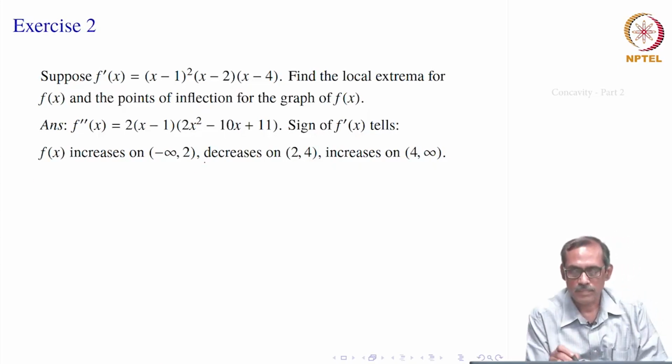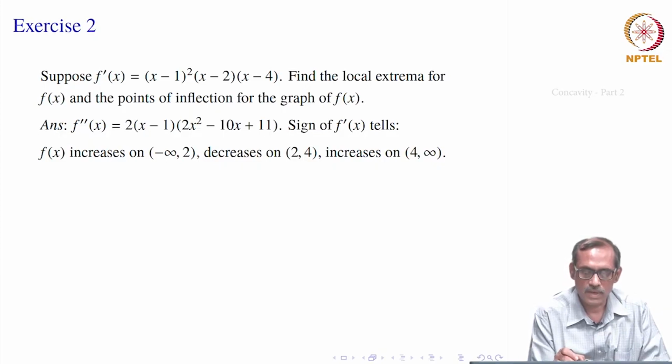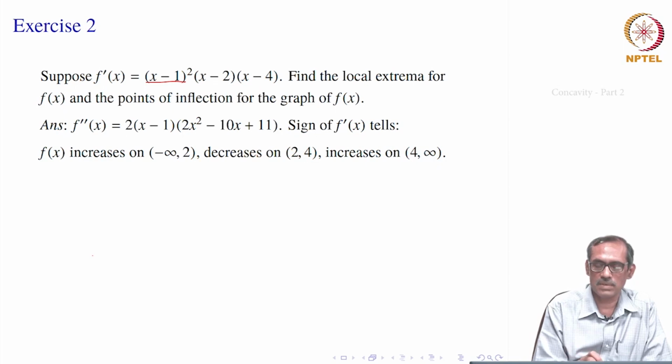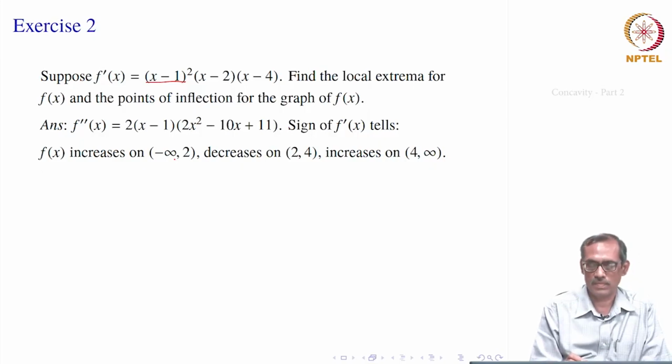So, you will see that if x is smaller than 2, this factor is anyway positive, and x minus 2 is negative, x minus 4 is negative. So, it is really positive, right. f prime x is positive on minus infinity to 2. So, you would say that f of x is increasing on minus infinity to 2.